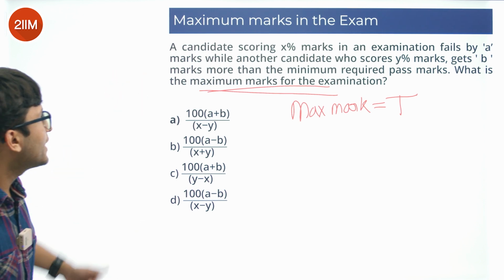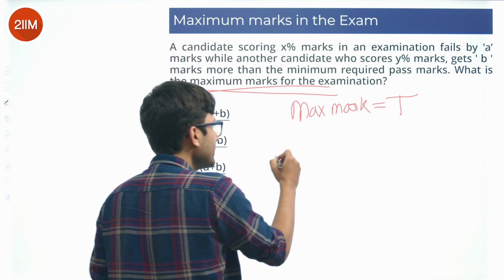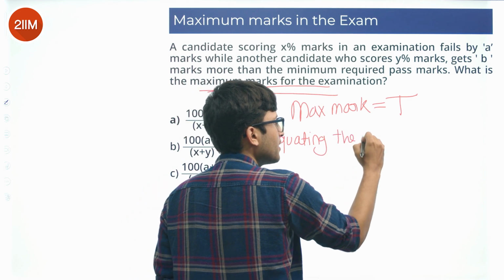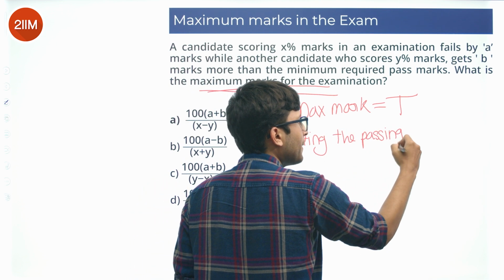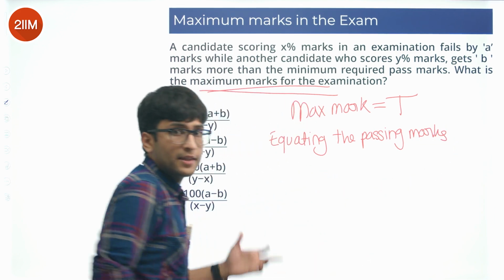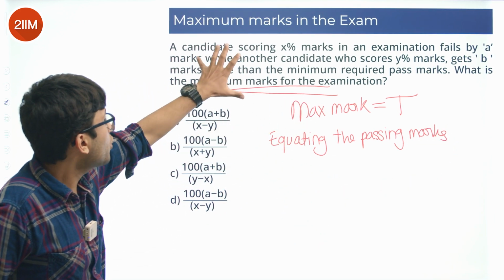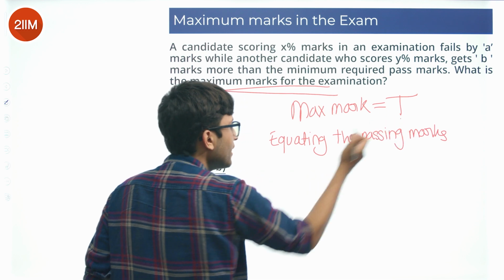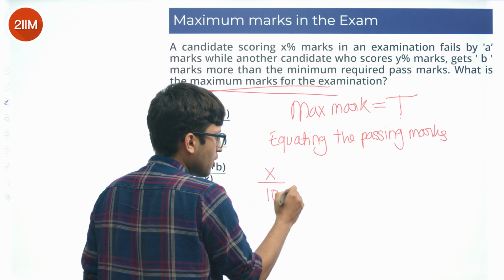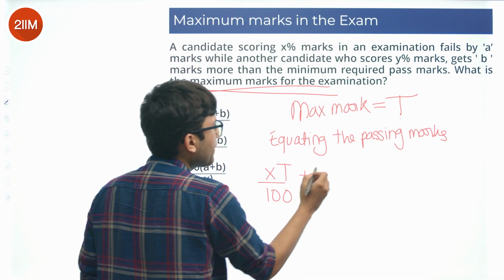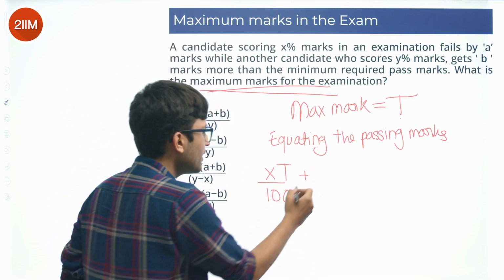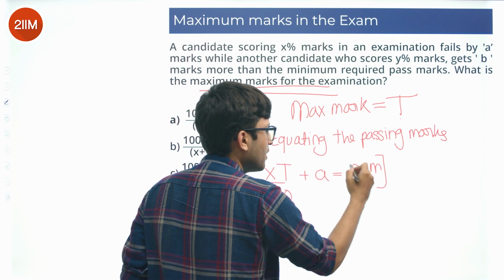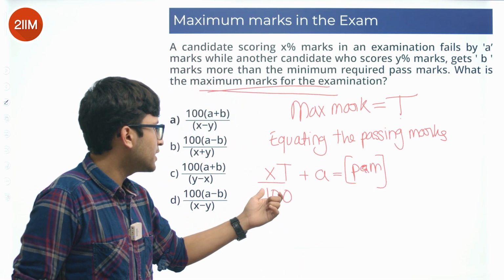So what I can do is equate the passing marks for candidate A as well as candidate B. So for the first candidate, passing marks would be equal to, first of all, X percentage of T, plus A, I have to add, right? So this will be equal to passing marks. Let's call it PM. Passing marks is equal to X percentage of T plus A.